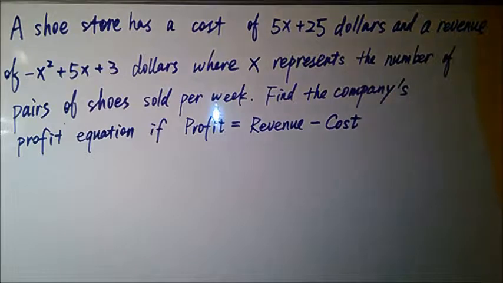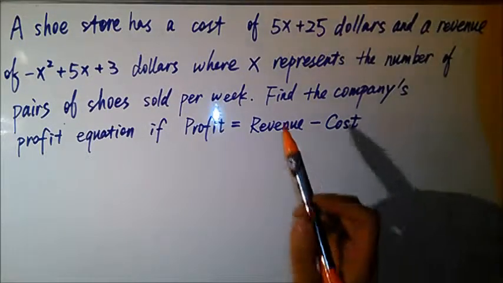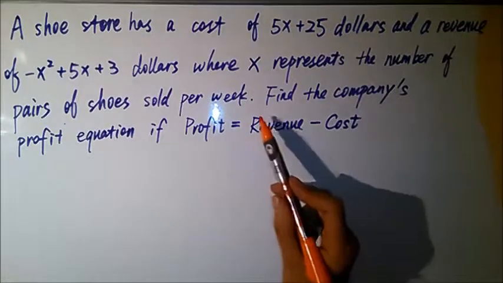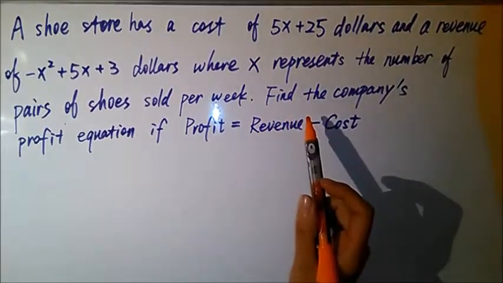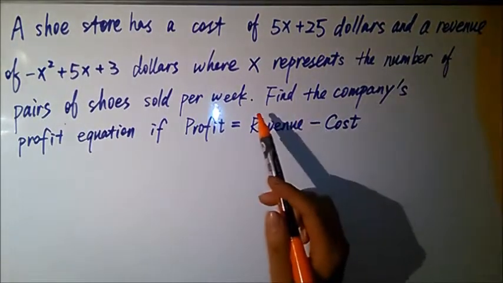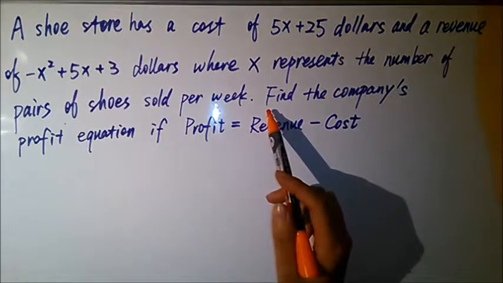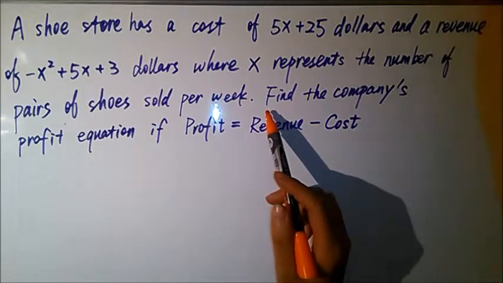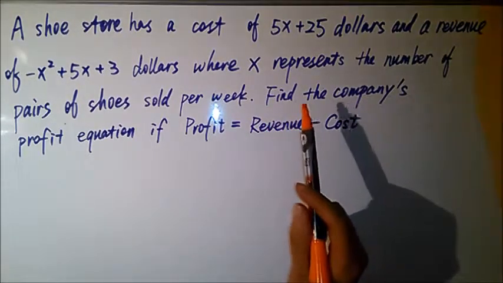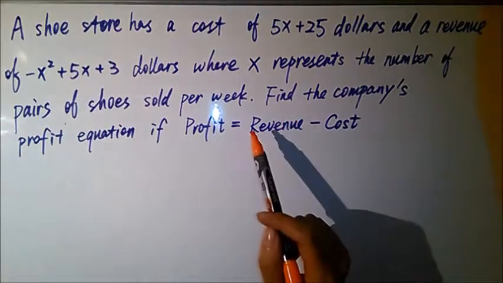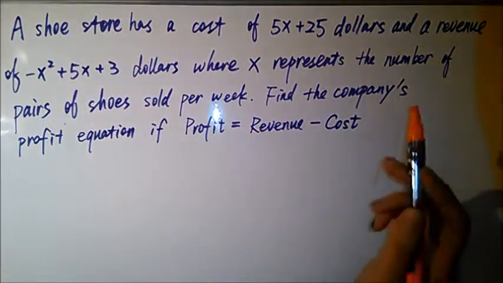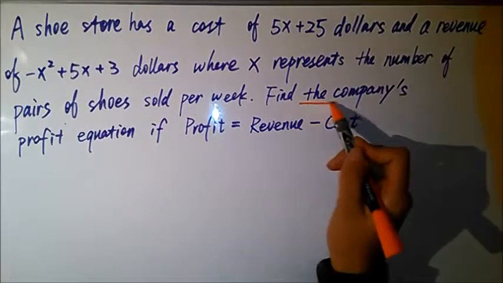So we read it once already and got the gist of the question. A shoe store has a cost and some revenue, and x represents the number of pairs of shoes sold per week. Find the company's profit equation if profit equals revenue minus cost. What do they want? They want us to find the company's profit equation.